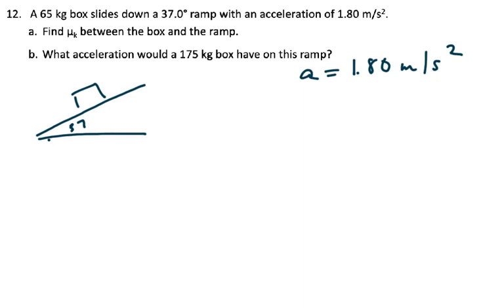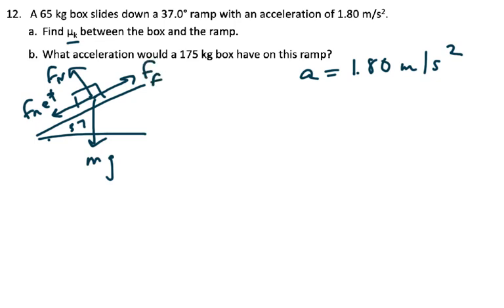And we want to find the coefficient of kinetic friction. All right, so let's draw our free body diagram. So there's the force due to gravity, its weight. There's the normal force. Here is the box sliding down the ramp, and it has an acceleration, so I'm going to put the net force in there. And then it also has friction, which is pulling backwards on it, slowing it down. So I'm going to do that like that.